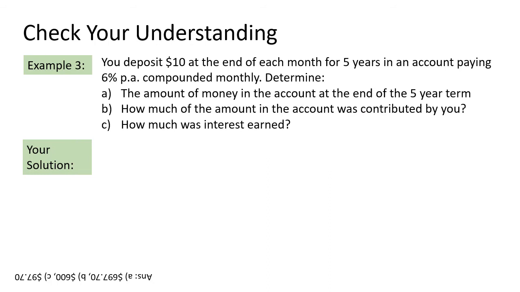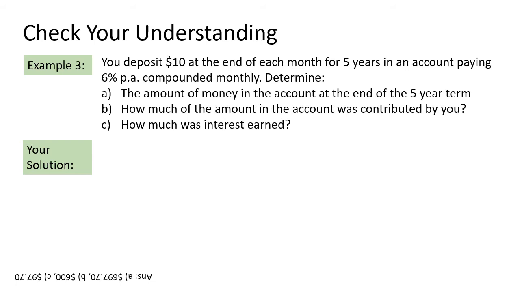So let's look at another example. You deposit $10 at the end of each month for 5 years in an account paying 6% per annum compounded monthly. Determine A, the amount of money in the account at the end of the 5-year term. B, how much of the amount in the account was actually contributed by you. And C, how much was interest earned. Okay, so there's a few more items I'm trying to have you find here. But the first question just asks how much money is there going to be in the account at the end of the term?